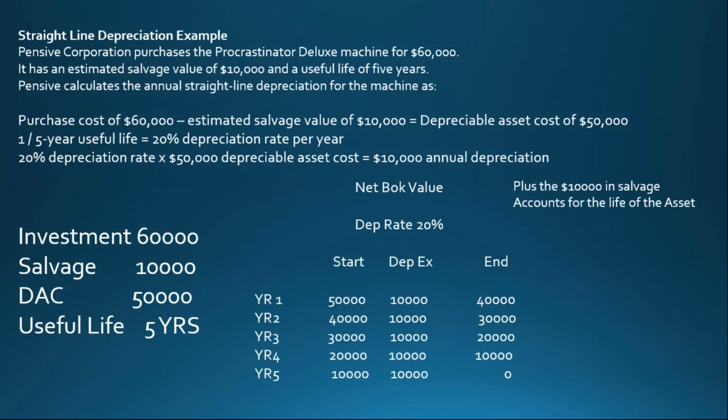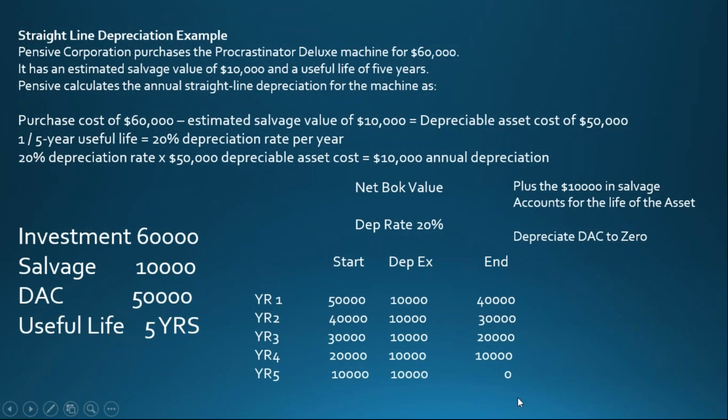Before I move on, don't forget that your 10,000 in salvage didn't count in this. We took it off the top. All right. In double depreciation, we're going to take it off the back end. Here we're taking it off the top, and it accounts for the life of the asset. That's what we're doing here when we do depreciation. So like I just said, you depreciate that DAC, that depreciation assets cost, down to 0. That's how you know you got your table correct.